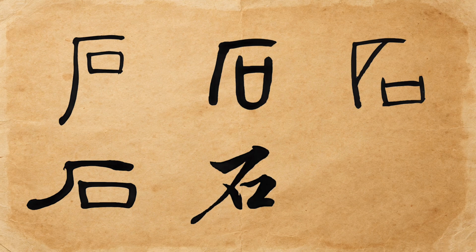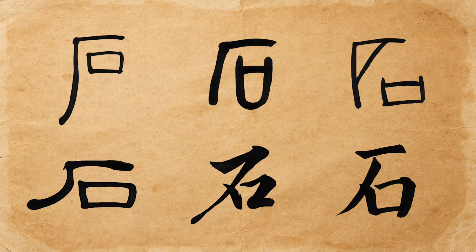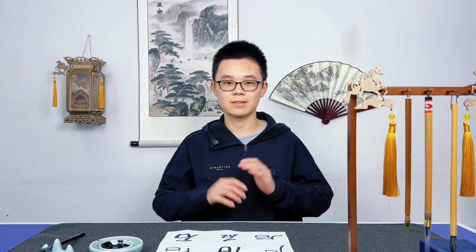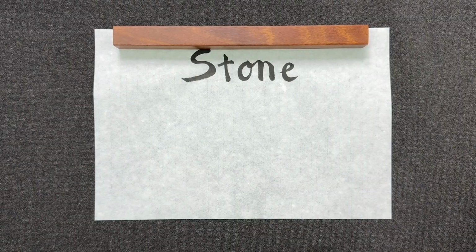And finally comes regular script, where the position of the left falling stroke has finally been determined through a compromise between leftmost and rightmost. So now we've talked about the evolution of the character's form, now let's write it in 3 different scripts. Okay, so first let's write it in regular script.